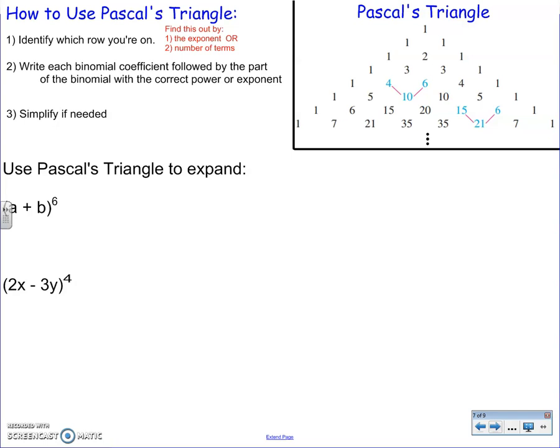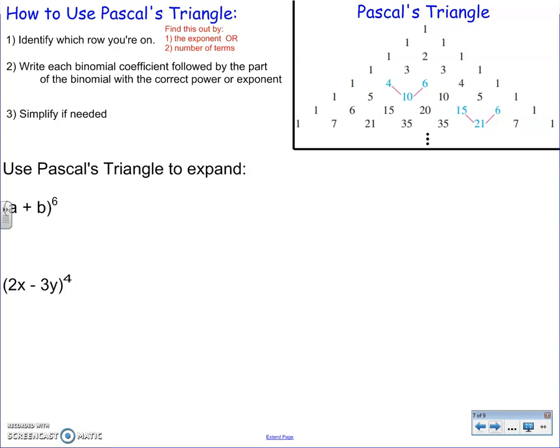Second, you write out each binomial coefficient followed by the part of the binomial with the correct power exponent. Remember, the x thing, the first thing, starts at the highest and goes down by 1 at a time, while the second part, usually the y thing, starts at 0 and goes up by 1 at a time. And last, you can simplify if needed. So we're going to use Pascal's triangle to expand these two things.